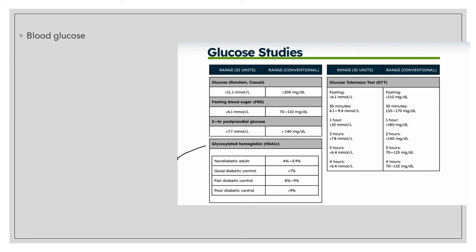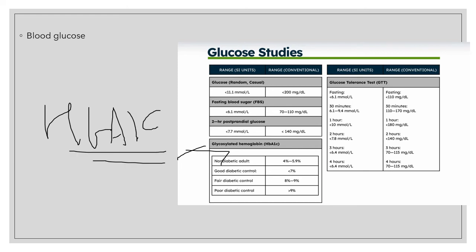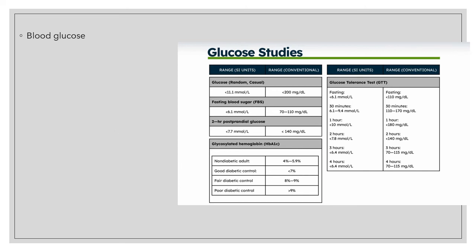So majorly the biomarker used is HbA1c. So this stands for glycosylated hemoglobin. It should be mostly less than 6%. If it's more than 6%, you might suffer from diabetes. And next is GTT, that is glucose tolerance test. So these tests are basically carried out to check the glucose level.